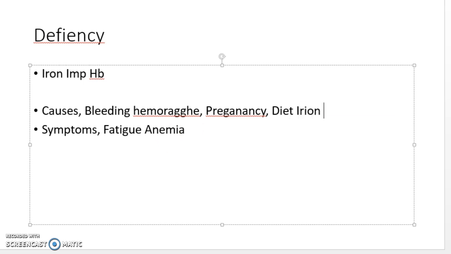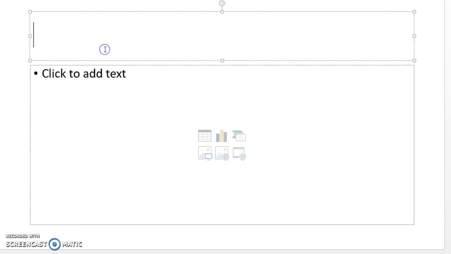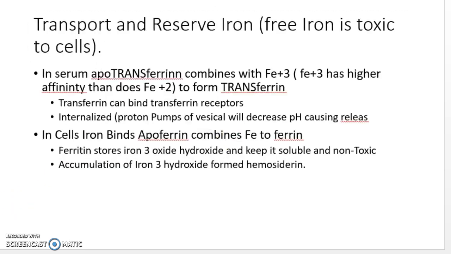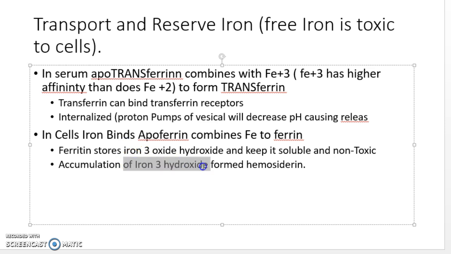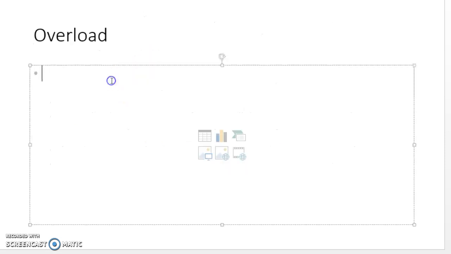I want to talk a bit about the overloads. The overload can be divided into two things. As we previously said, when the apoferritin is converted to ferritin, and the ferritin binds to the cell, it will be stored in the cell as iron 3 oxide hydroxide. So this is how it's going to be stored, and this has to do with hemosiderin. When you have a lot of hemosiderin, you're going to have a lot of brown pigments in the body.